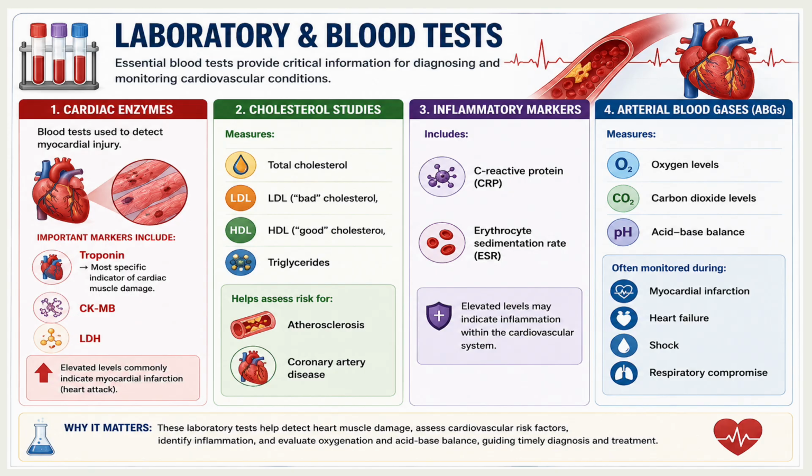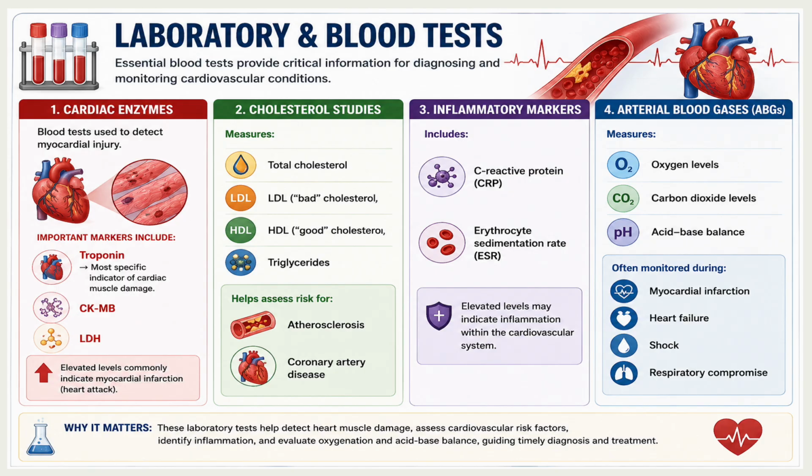Now, other inflammatory markers, such as C-reactive protein or CRP and erythrocyte sedimentation rate, which we call ESR, also indicate inflammation, right, within the cardiovascular system. So any elevated levels could suggest ongoing tissue injury or inflammatory process that contribute to cardiovascular disease. But remember, these are not specific to the heart, right? The ones that are specific to the heart are more the troponin. That's specific to cardiac muscle injury.